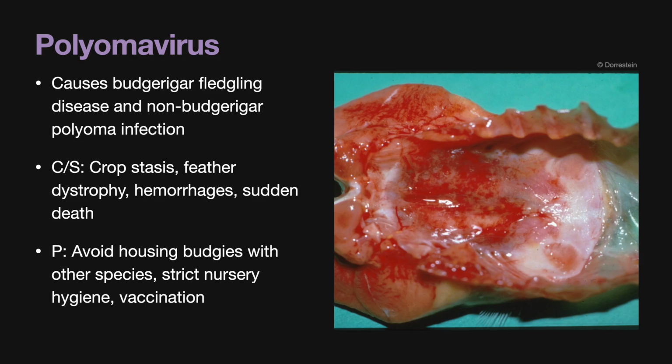Polyomavirus causes two conditions, budgerigar fledgling disease and non-budgerigar polyoma infection. Clinical signs include crop stasis, feather dystrophy, hemorrhages, and sudden death. Prevention focuses on strict nursery hygiene and vaccination. You should also avoid housing budgies with other bird species due to this disease.